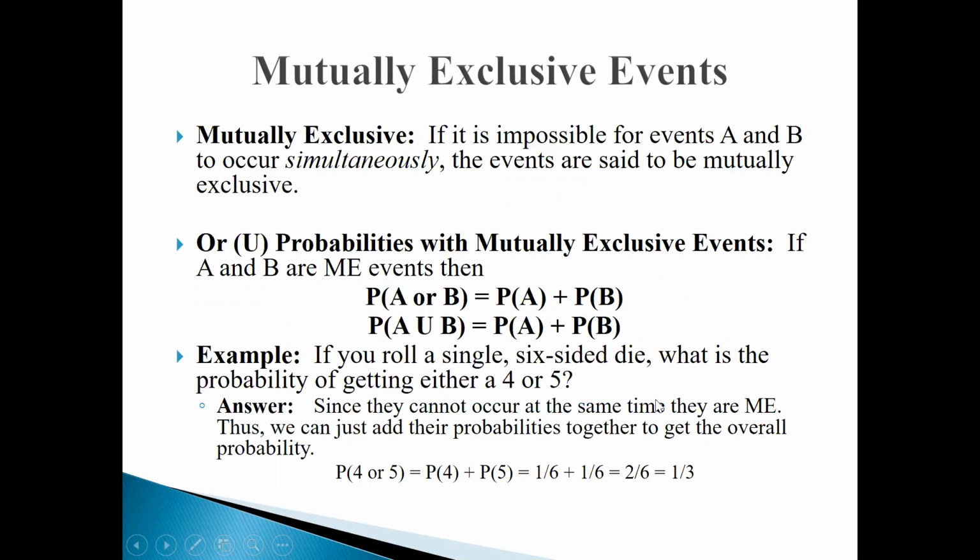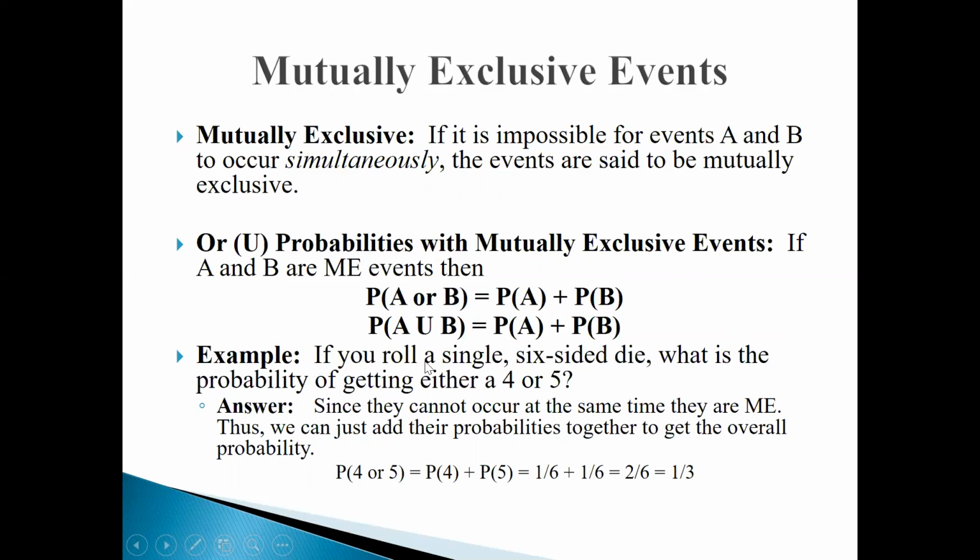All right, mutually exclusive events. If it is impossible for events A and B to occur simultaneously, the events are said to be mutually exclusive. Now, the union, or, is represented by the probabilities with mutually exclusive events. If A and B are mutually exclusive, the ME, then probability of A or B is equal to the probability of A plus the probability of B. And again, we can write the or as a union, and so we can say probability of A union B is equal to the probability of A plus the probability of B.